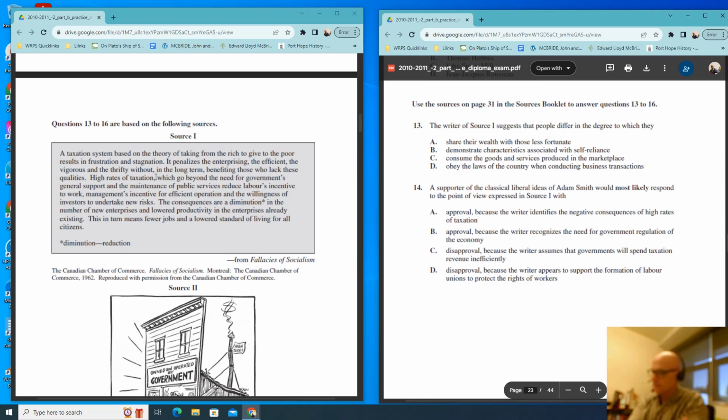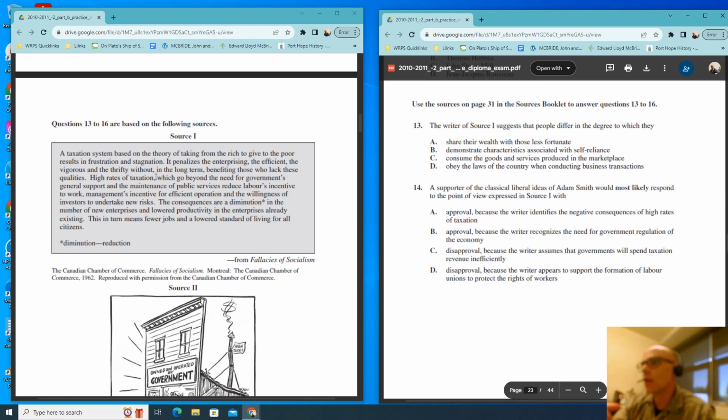A supporter of classic liberal ideas of Adam Smith. Okay. So a capitalist, an individualist, free market, would most likely respond to the point of view. So this point of view, the fallacies of socialism, right there in the title, we know that a fallacy is a false truth, so it's anti-socialism. So a capitalist is going to like it, right? So they're going to approve because the writer identifies the negative consequences of high rates of taxation, maybe.